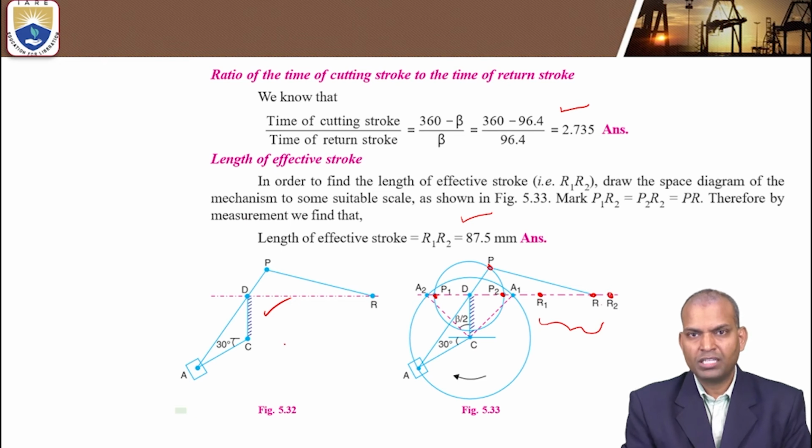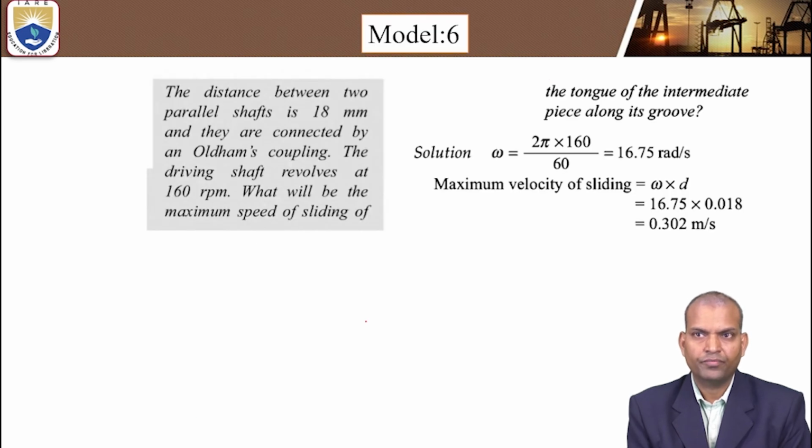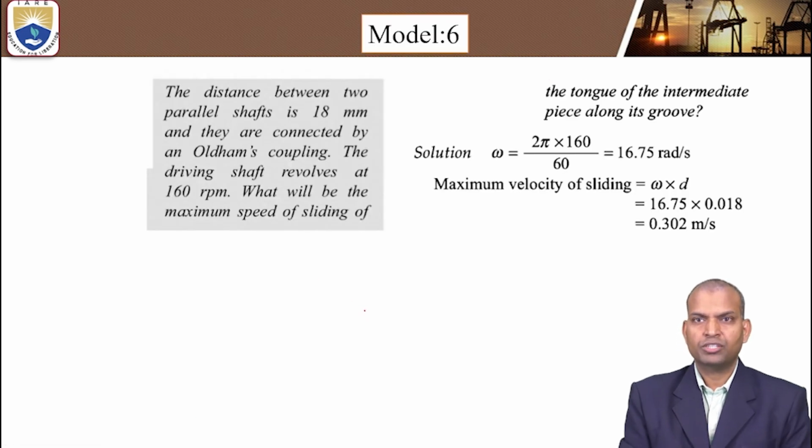We have to draw the space diagram because the details were given: CD, CA, CP and PR. All the values were given, so we can draw the space diagram and find the effective stroke length. This is the methodology we have to follow for the Whitworth quick return motion mechanism. Alright, this is model number 5. The final model is the sixth model.